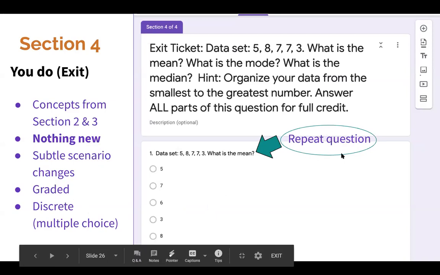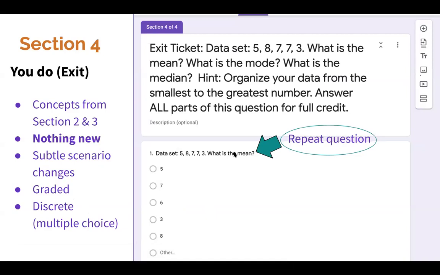And also repeat the question in each box. You notice that the exit ticket is up here, all these words, words, words, with like, what is the mean? What is the mode? All these questions, separate those out. Otherwise, ELLs can get confused. I get confused. So it's just better to separate that out.